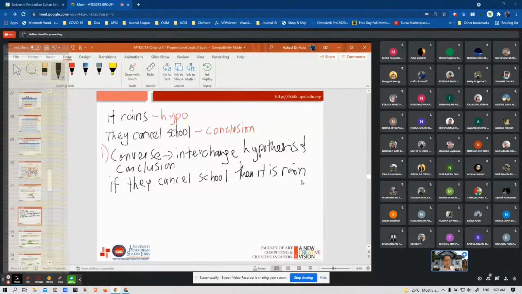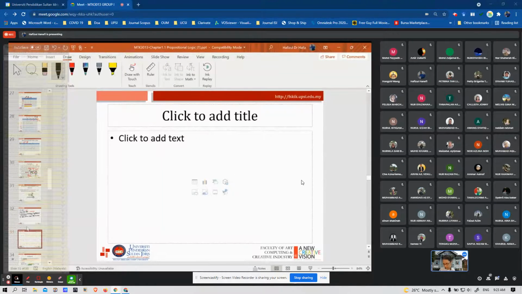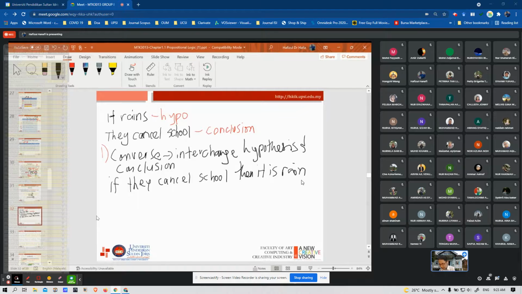Okay, this one is for the first one. Okay, I'll open one more. Okay, the second one. What was the second one? What is the second one? I can't remember, inverse.